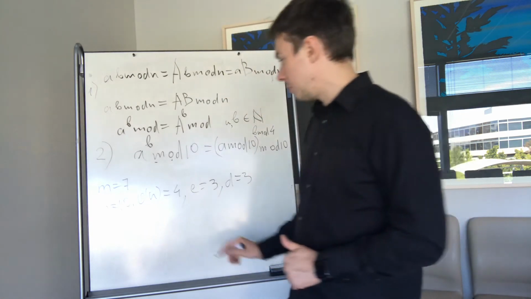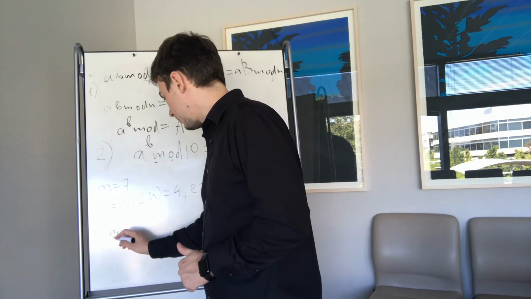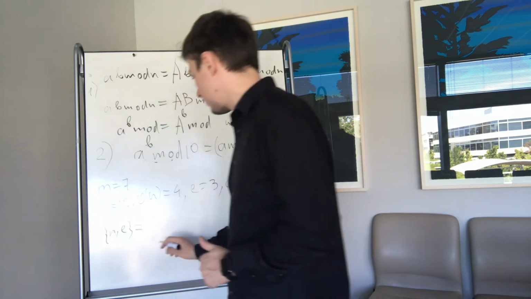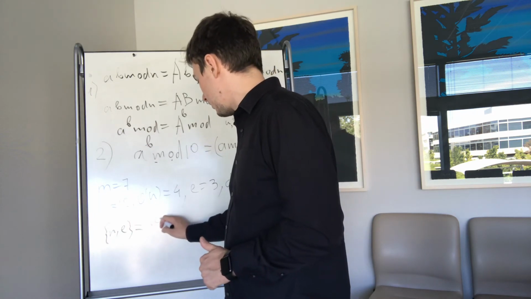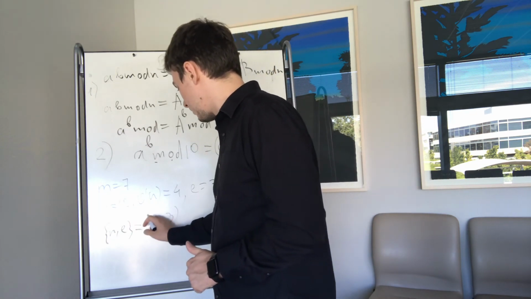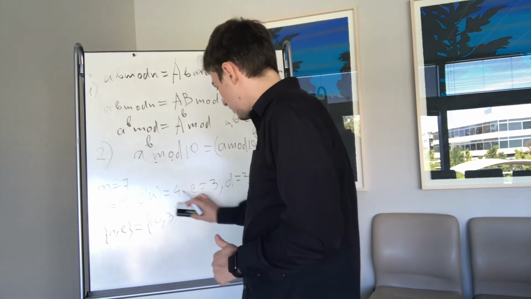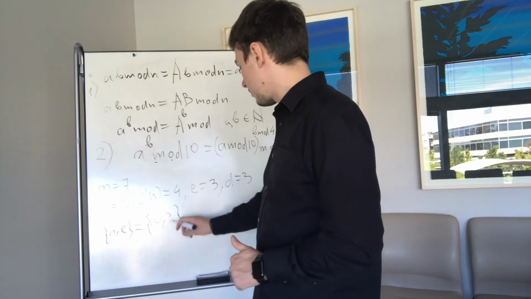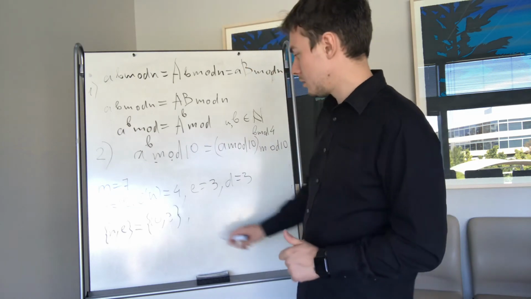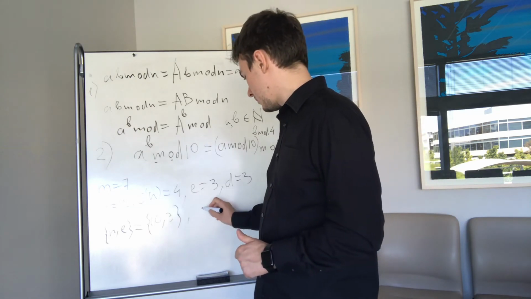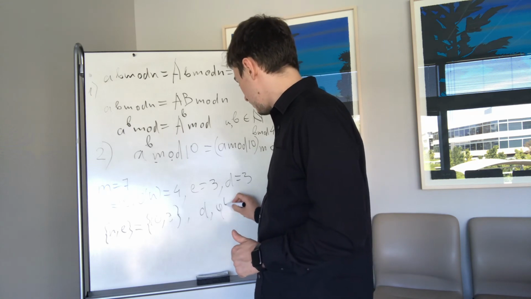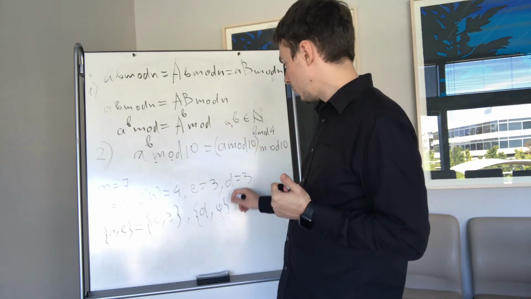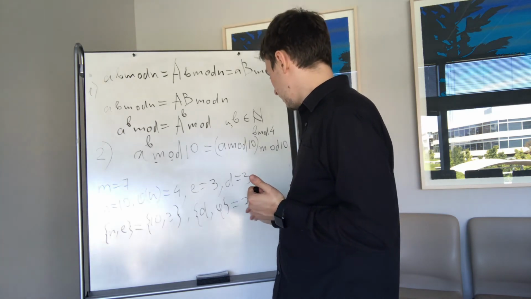So the public key is N, E, which is 10, 3, and the private key is D, phi, which is 3, 4.